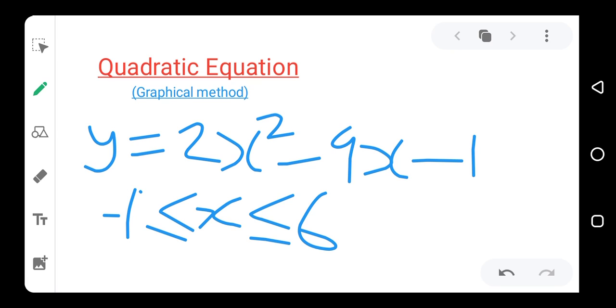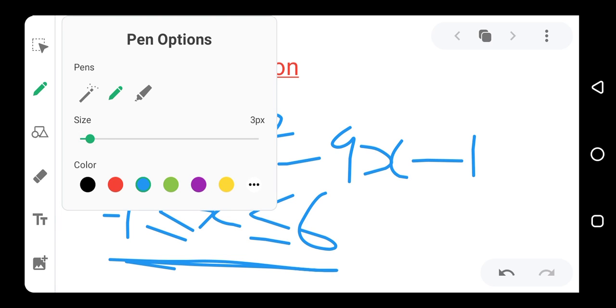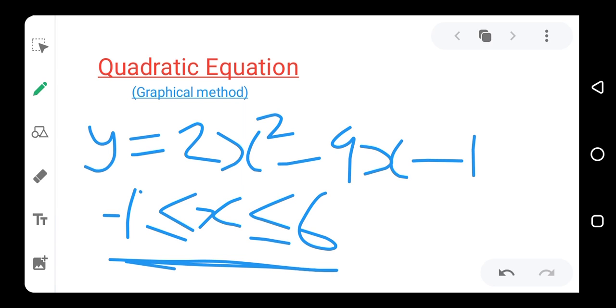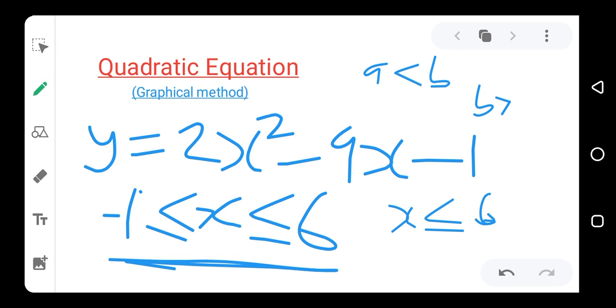Using inequality, if you have something like this, what it actually means is that x is less than or equal to 6, and if we have that A is less than B, it means also that B is greater than A.